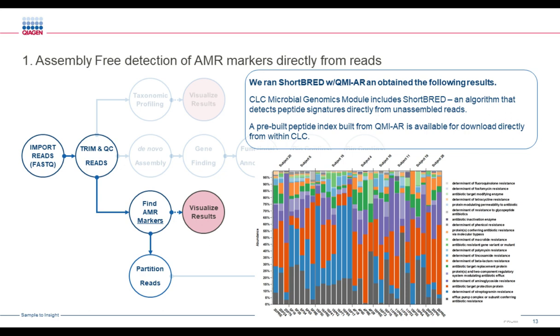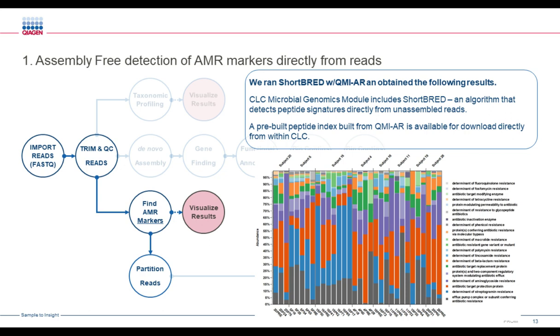So in the first case regarding the detection of AMR markers directly from reads, the Shortbread algorithm was recently introduced into the CLC Microbial Genomics module last year. This algorithm is an open source algorithm that was published a few years ago, which allows for the creation of peptide marker sequences in a database, which are then used to rapidly screen NGS sequencing reads without any assembly.